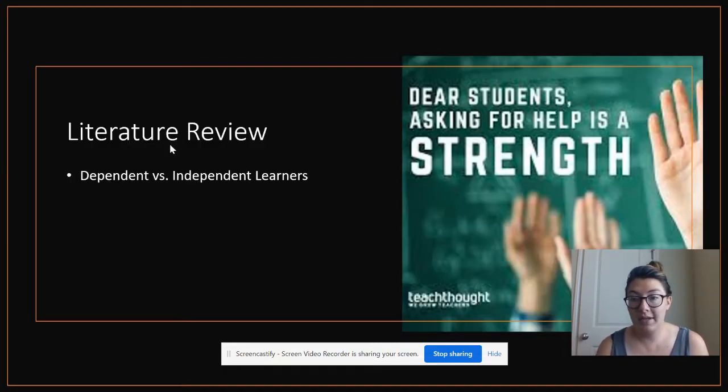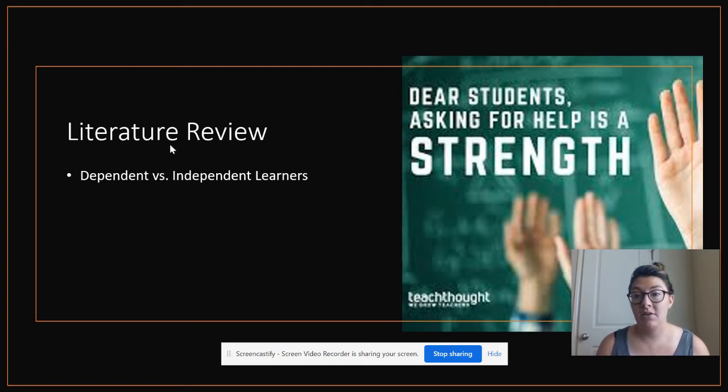So before I began this process, I did a literature review to examine current research and knowledge about English language learners. So one of the concepts that I found was that concept of dependent versus independent learners. And basically, a dependent learner struggles to advocate for themselves, is more of a passive learner, waits for the teacher to deliver the information to them, and does not seek help, where an independent learner knows what resources to use, seeks out help, and advocates for themselves in the classroom.